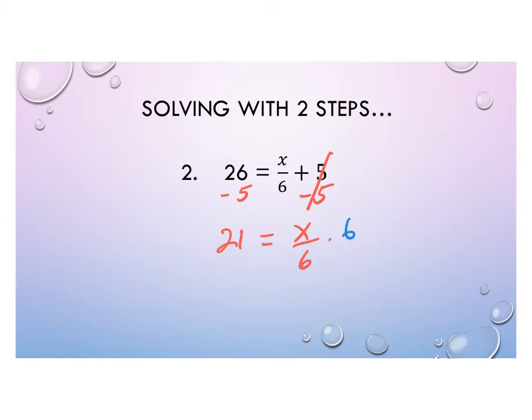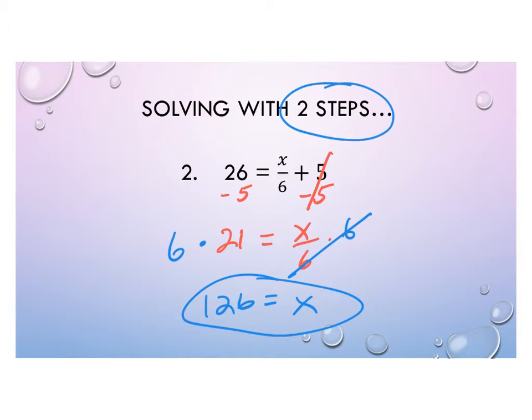Change colors here so you can see it. So we multiply by 6. We now have x alone by itself, and we take 6 times 21. That is 126. Again, took 2 steps. We subtracted, and then we multiplied.